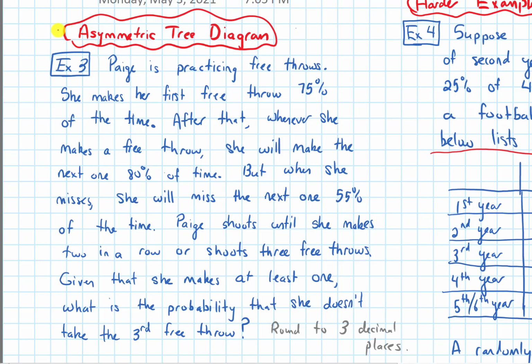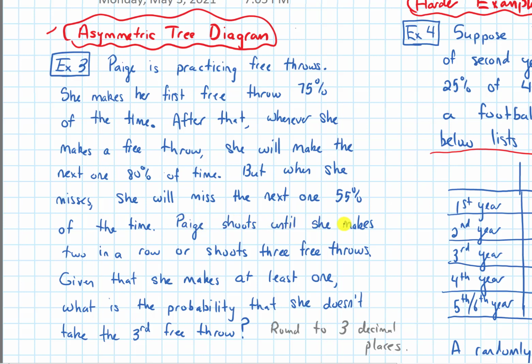In this video, we will do a probability question involving an asymmetric tree diagram. So the question says that Paige is practicing free throws. She makes her first free throw 75% of the time. After that, whenever she makes a free throw, she will make the next one 80% of the time. But when she misses, she will miss the next one 55% of the time.